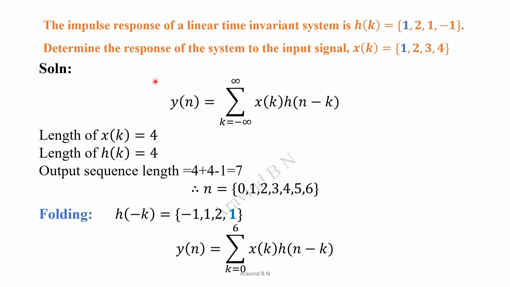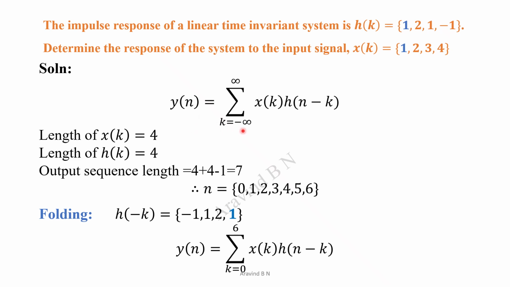Let us go through the problem for this one. The problem statement: the impulse response of a linear time invariant system is h of k is equal to 1, 2, 1, minus 1. Determine the response of the system to the input signal x of k is equal to 1, 2, 3, 4. In both the sequences, the first element itself is the origin, so that's why they are represented in common color.